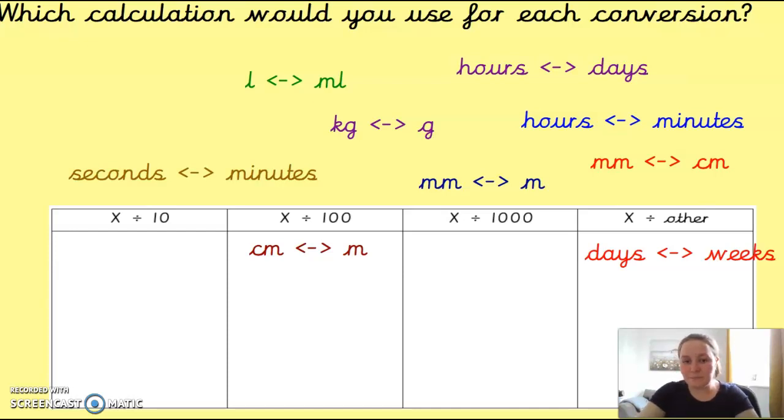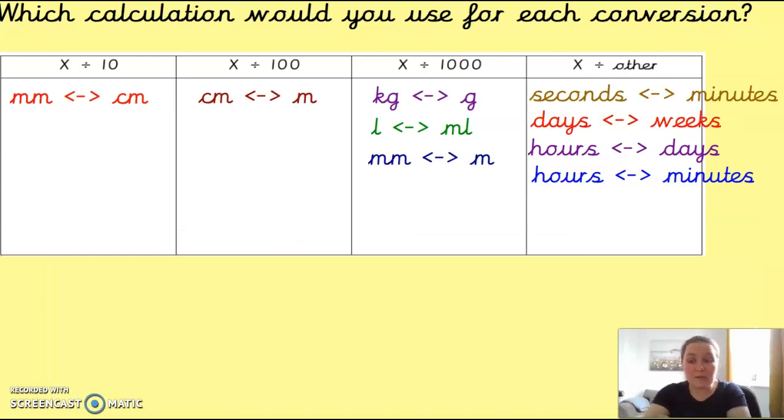Okay. So hopefully if you've completed the table, it looks something like this. So if we're going to go between meters and centimeters, we're going to times or divide by 10, depending on which way we're going, and we'll look at that in a minute. Centimeters to meters, it's 100. For kilograms to grams, litres to millilitres, millimetres to metres, it's 1,000. And then this other, they're all the time ones.